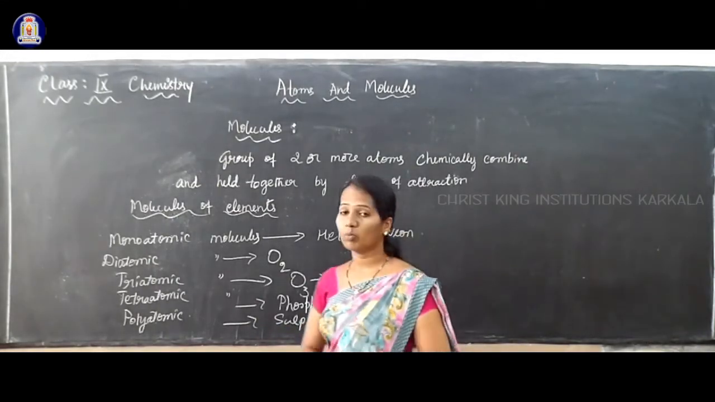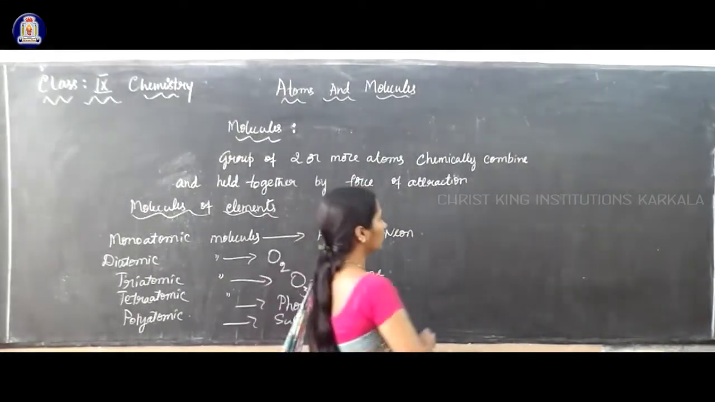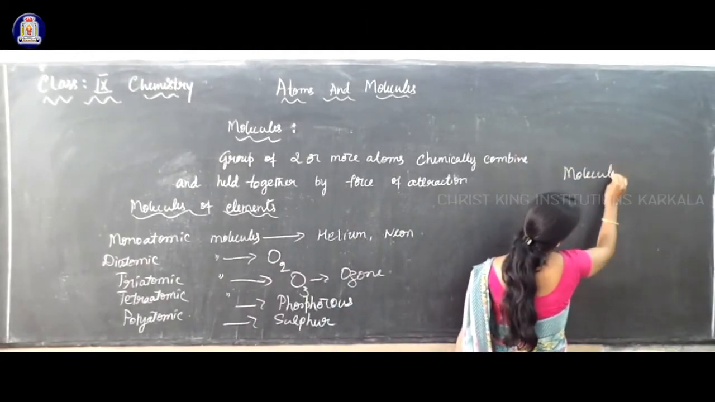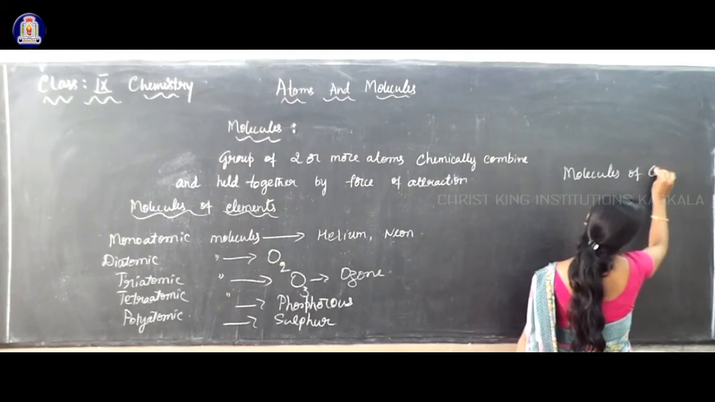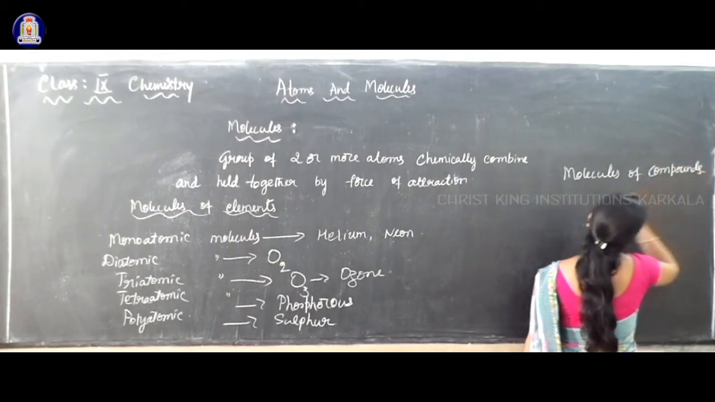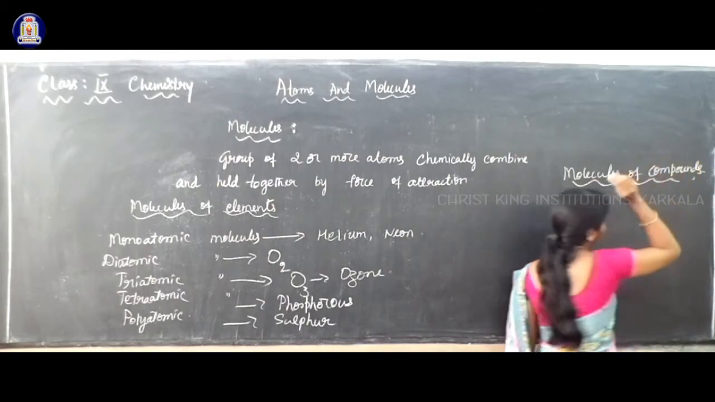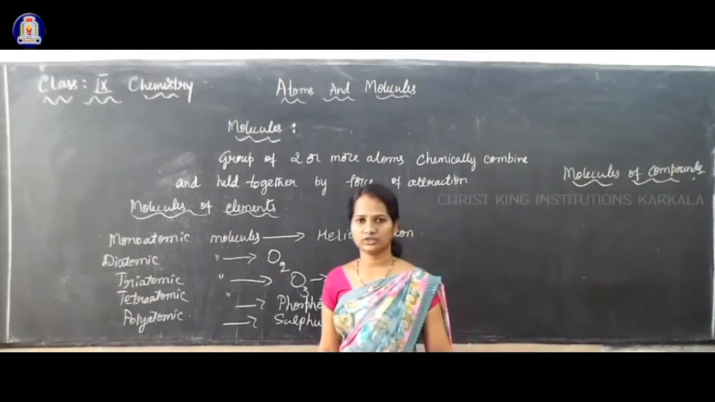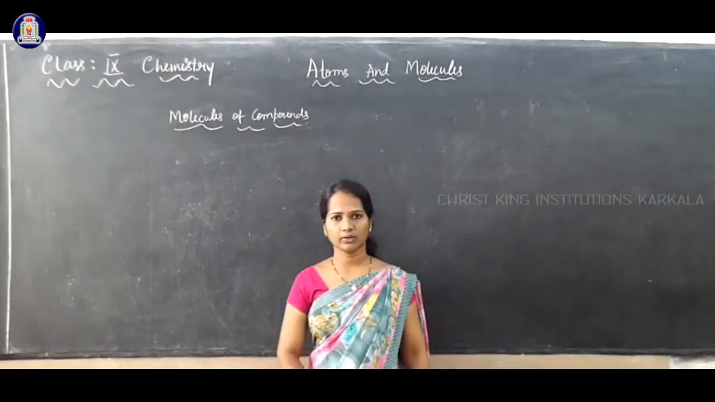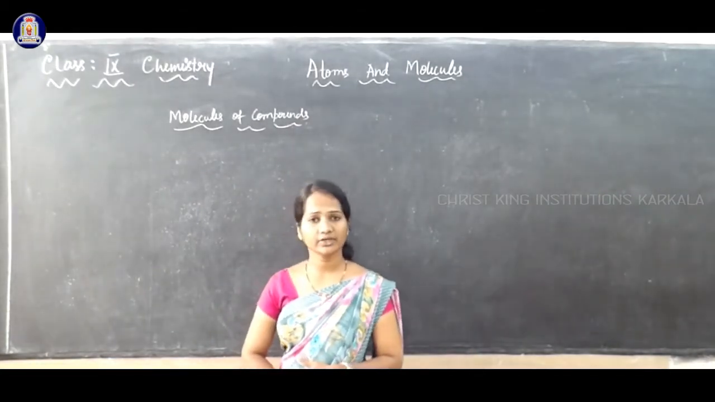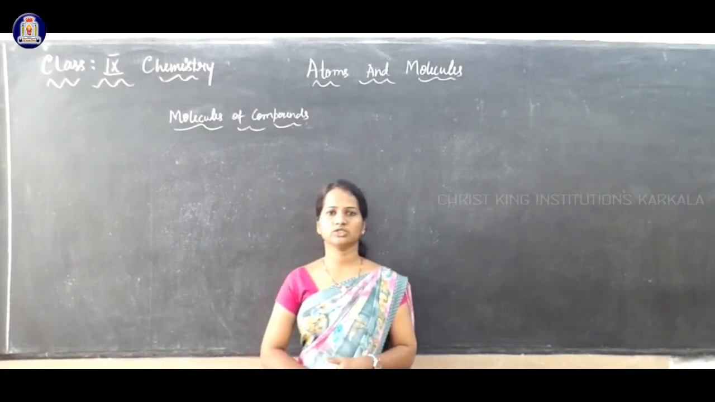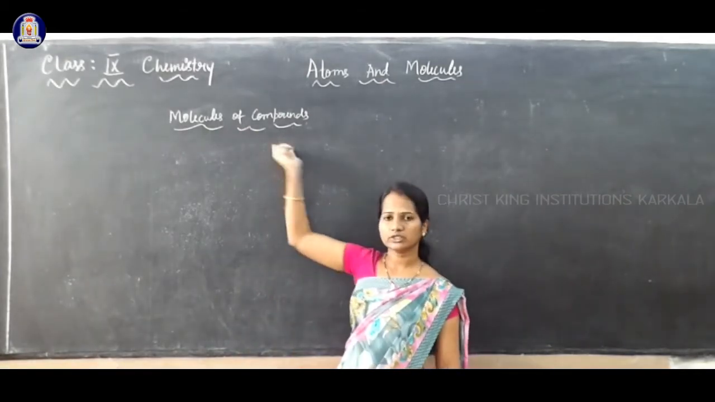Now come to the molecules of compounds. Let's now come to the molecules of compounds. So atoms of different elements join together in a definite proportion and they give molecules of the compound.